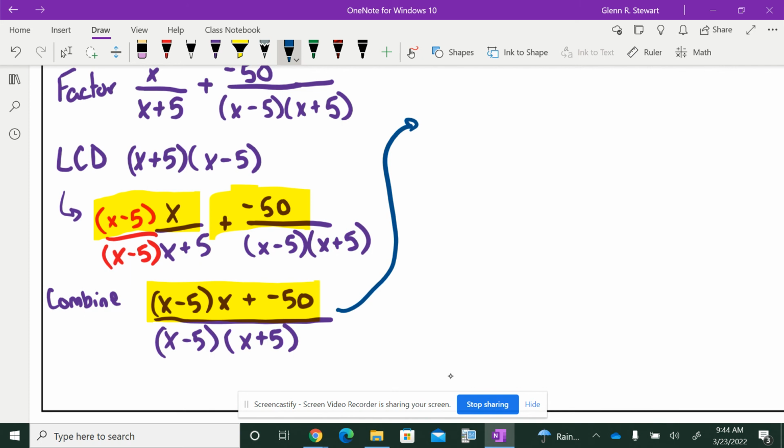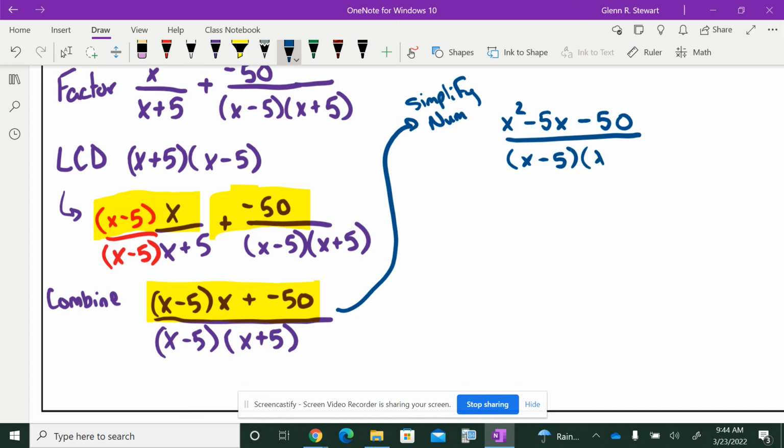So from here then, we want to simplify the top. Simplify the numerator. So I'm going to have x squared minus 5x minus 50 over x minus 5 times x plus 5. Again, I don't do anything to the bottom. Once you have it factored, just leave it the whole entire way through. You could write that as x plus 5 times x minus 5 on the bottom. That's fine.